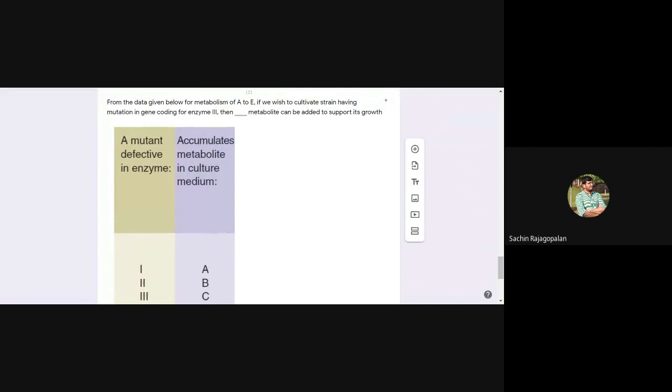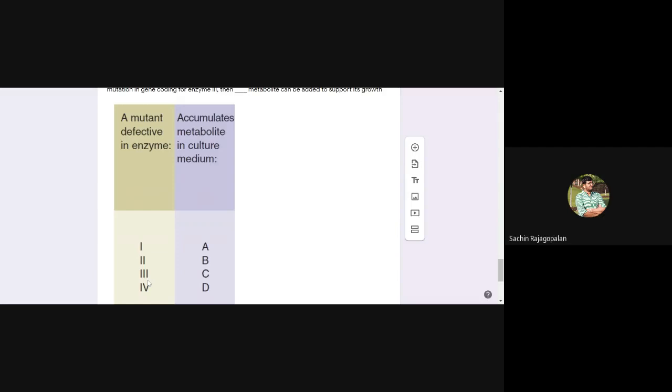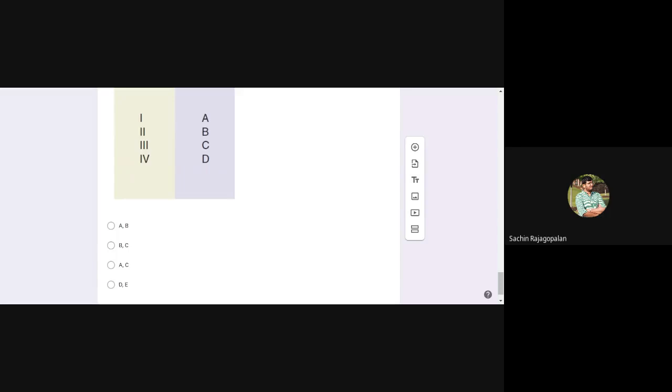Now, here is the same image. We have asked which metabolites we should provide if you know the organism is defective in enzyme 3. So what should you provide for it to grow? Which metabolite should you provide in the pathway of A to E? Because if there is a block in 3, then C will accumulate. It doesn't have an enzyme to convert C to D. So you will have to give it either D or E so that it can grow effectively.